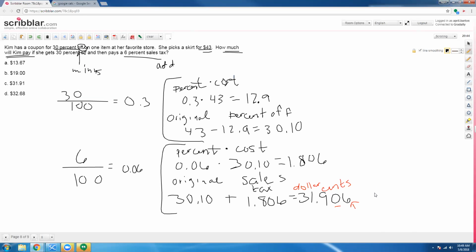The 6, if you have any number from 5 to 9, that's rounding up, which is 31.91. And there's only one answer close to that. So even if you weren't sure where to round, there's only one answer that's anywhere near it.